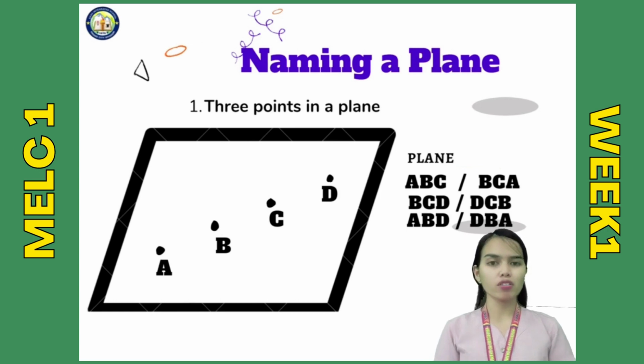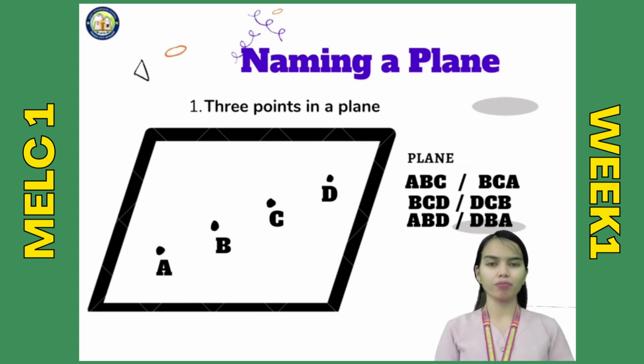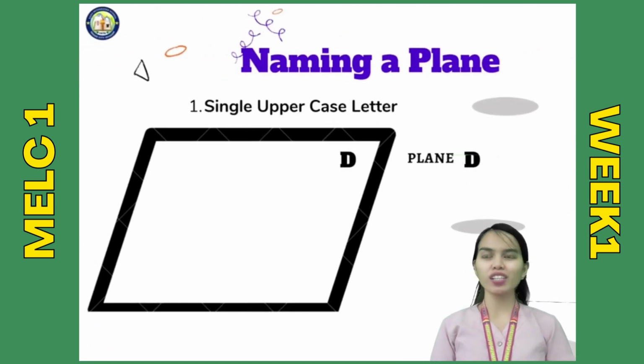What if the points are outside the plane? Can we include the points to be the name of a plane? The answer is no. It should be inside the plane to be included and to name the plane. Another way of naming a plane is by using a single uppercase letter. So in the figure, we have noticed that there are no points, but only the uppercase letter, which is D. The name of the plane is plane D, and this letter can be written inside or outside the plane.